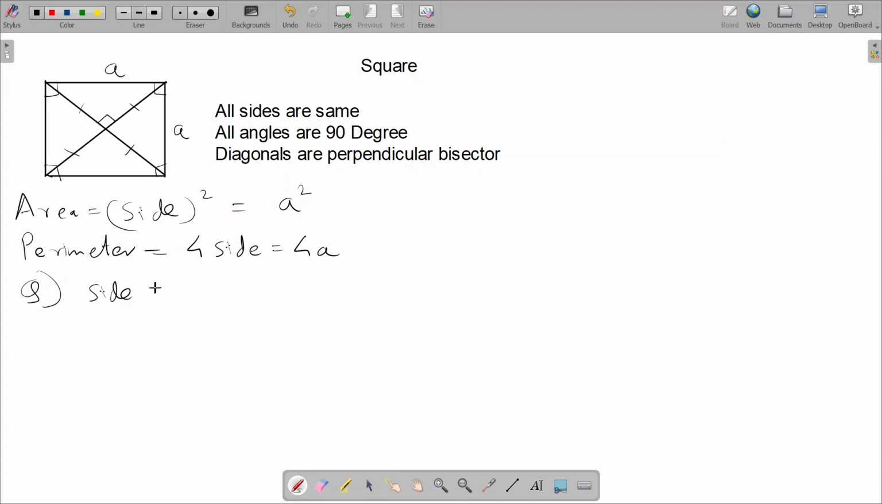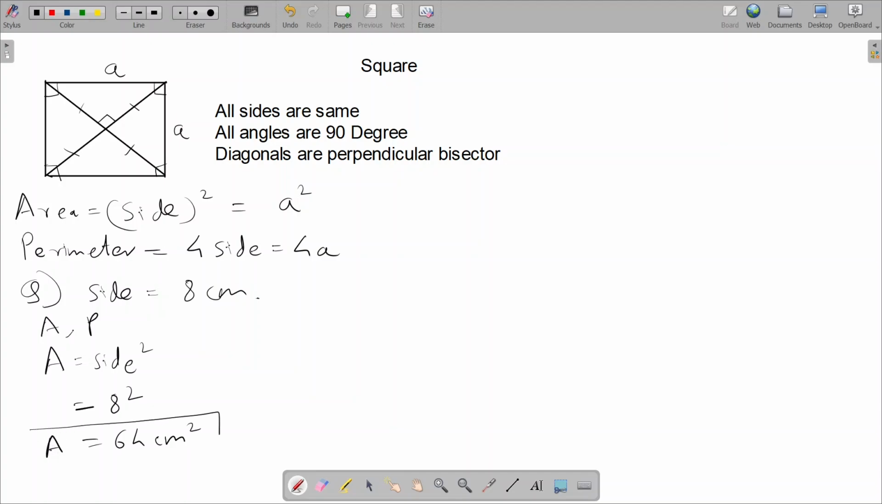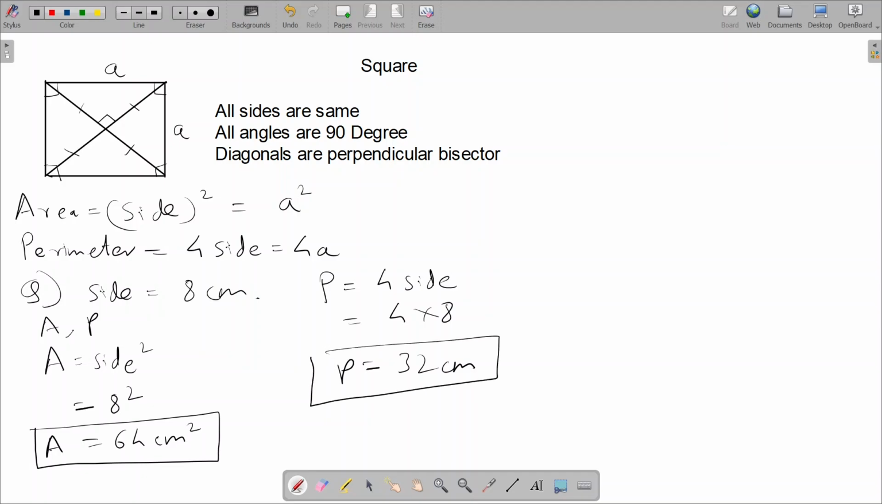If the side of a square is 8 centimeter, find the area and perimeter. The area is side square, so you have to take 8 square. You will have 64 centimeter square. You will get area 64. And if the question is to find the perimeter, the perimeter of a square will be 4 into side. 4 into 8 gives 32 centimeter. So the perimeter of a square is 4 into side and the area of a square is side square. Please take a note and I'll go for the next shape.